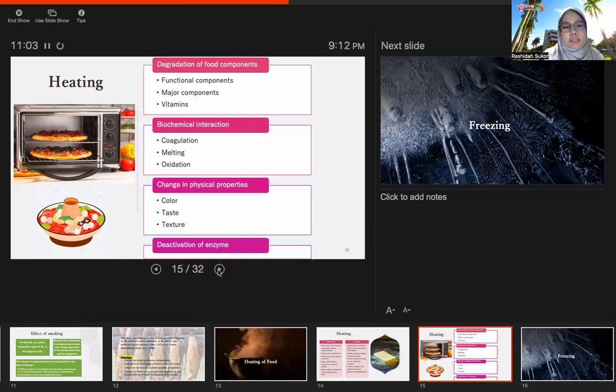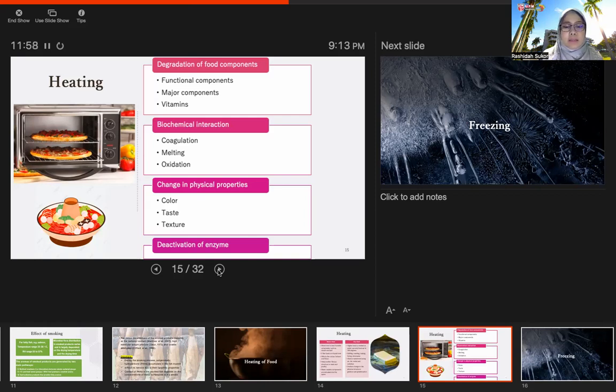Vitamins, especially the hydrophilic vitamins, are the easiest to degrade. There are also biochemical interactions during heating, where protein, for example, will coagulate, some of the fat will melt, and lipid will oxidize if we use high temperature, changing its physical properties. Of course, when you heat the food, the color will change, the taste will be different, and also the texture.